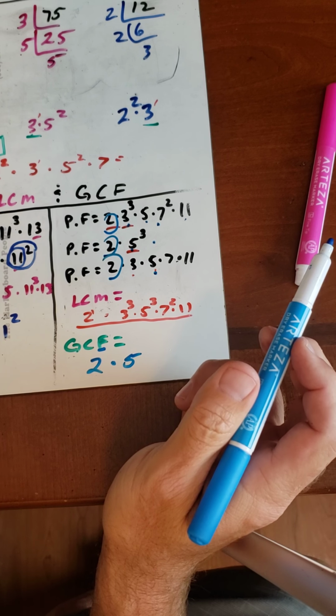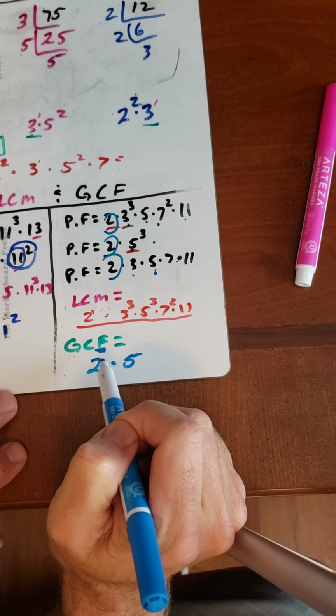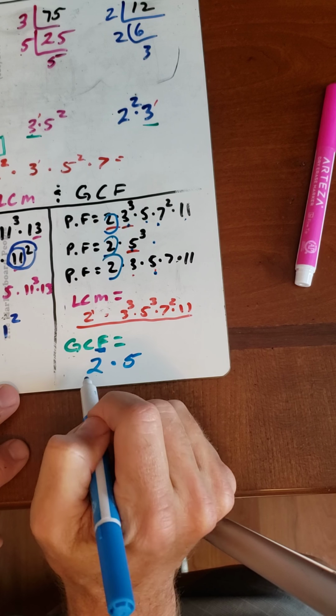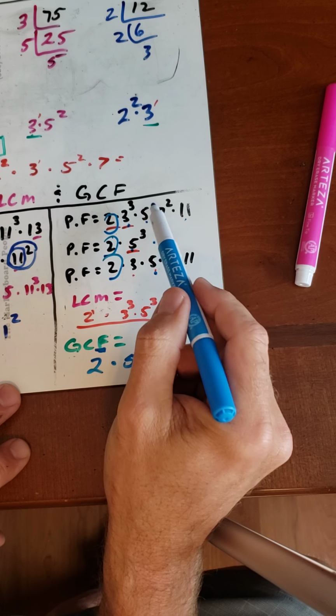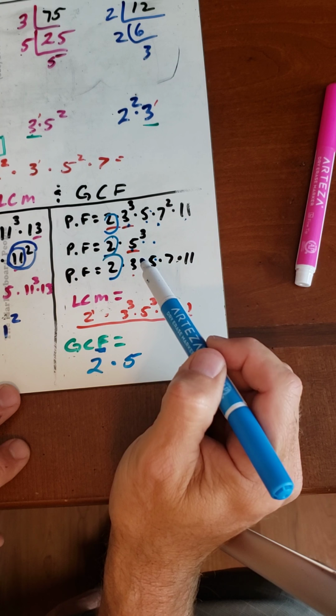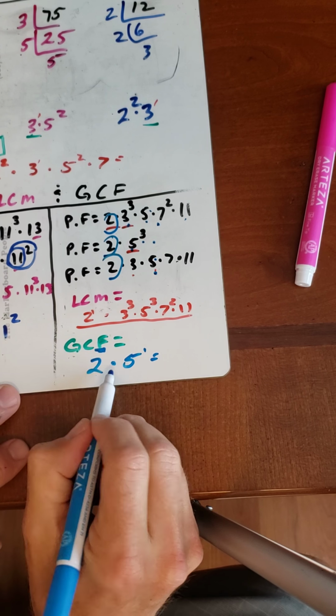Now to figure this out, I need to use the smallest exponent because factors are small. So I go back to my 2's and I see it's 2 to the 1st, 2 to the 1st, 2 to the 1st. So my answer is 2 to the 1st. Then I see it's 5 cubed and 5 to the first and 5 to the first. So I'm going to use 5 to the first. This one I can multiply out because I know 2 times 5.